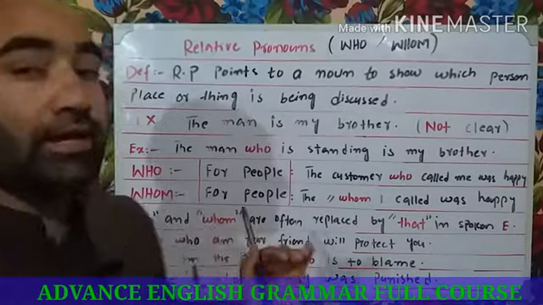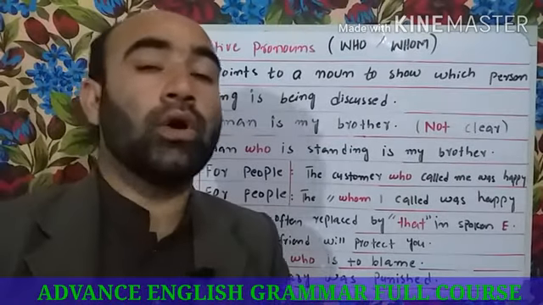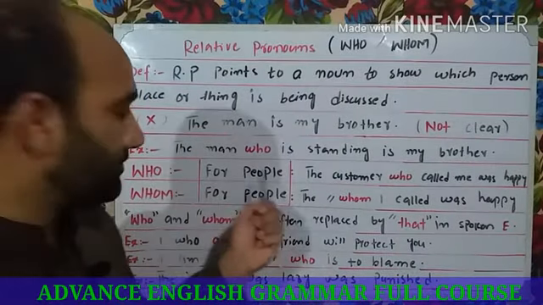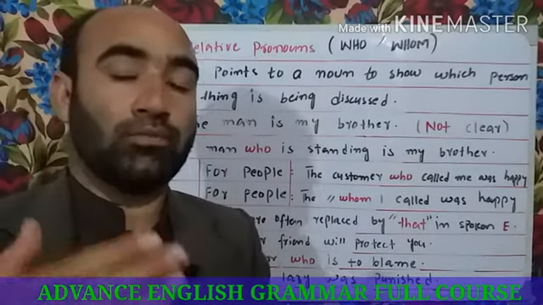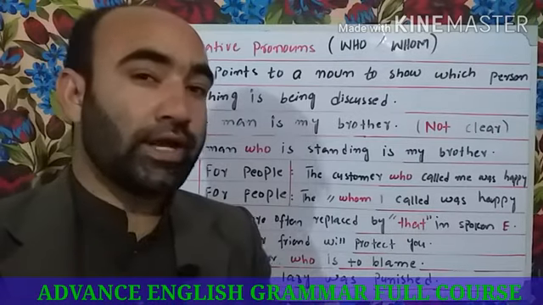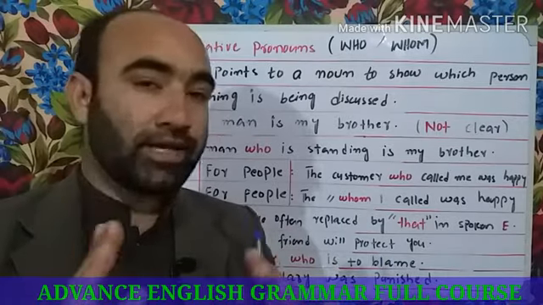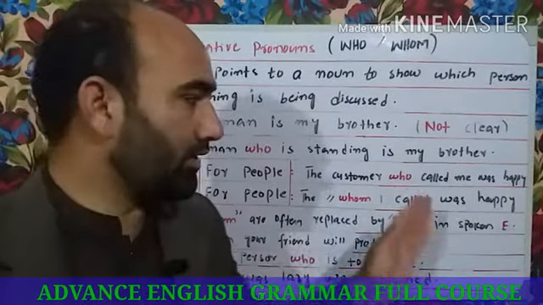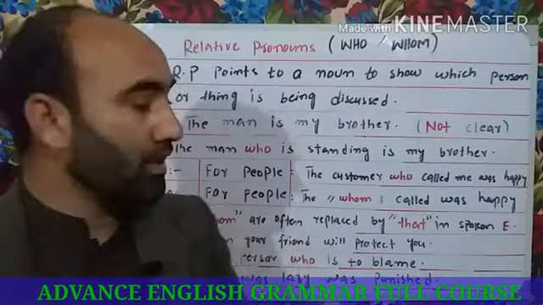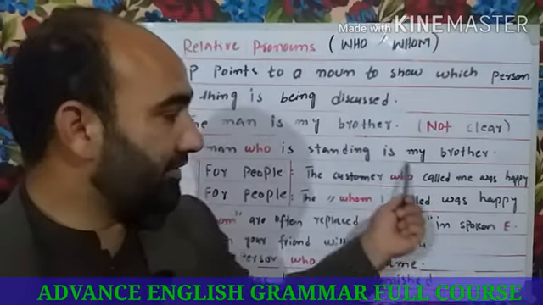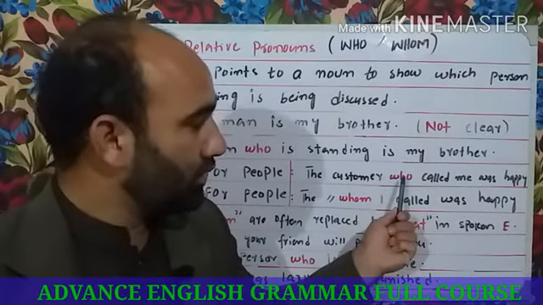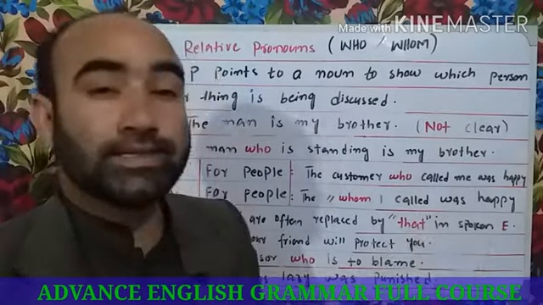Now we have to differentiate between these two words, who and whom. Who for people, whom for people. They are both used for people. But the difference is who is used as a subject and whom is used as an object. Examples are here. The customer who called me was happy. Now here it does the action. It refers back to the customer, to the noun. The customer who called me was happy.